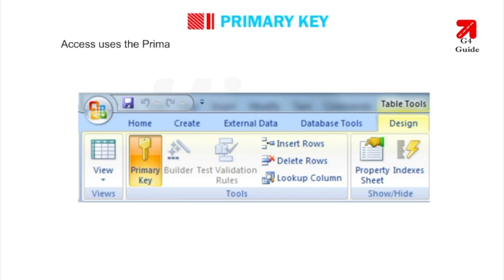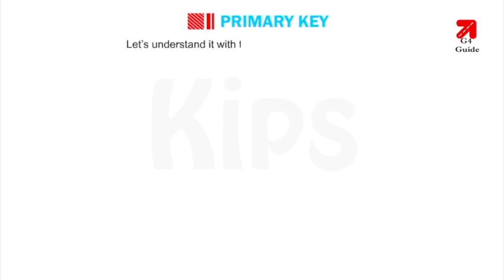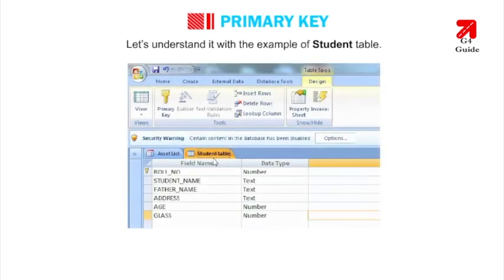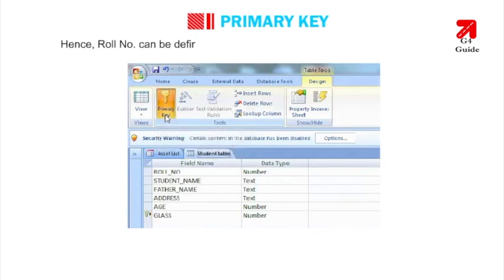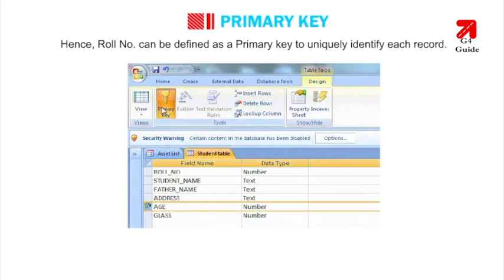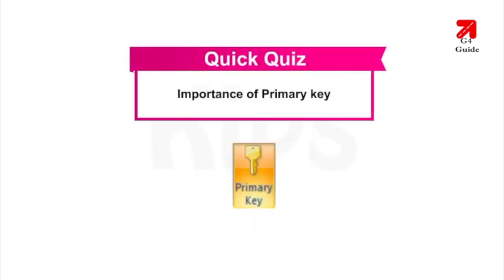Access uses the primary key to relate the table's records to those in another table. Let's understand it with the example of a student table. As we all know, each student in a class has a unique roll number, which cannot be assigned to any other student. Hence, roll number can be defined as a primary key to uniquely identify each record. Alright, can you tell me the importance of primary key?